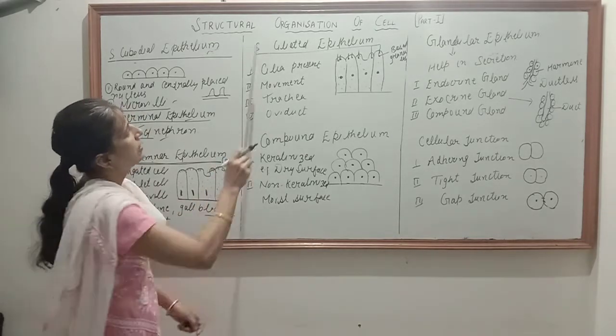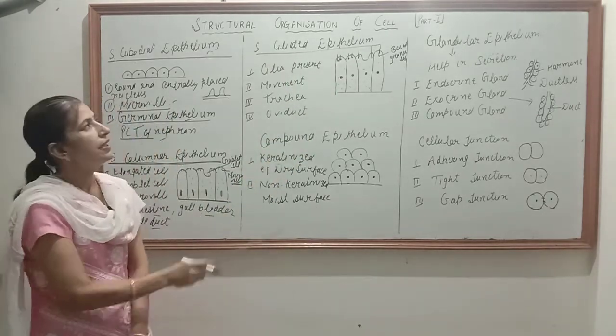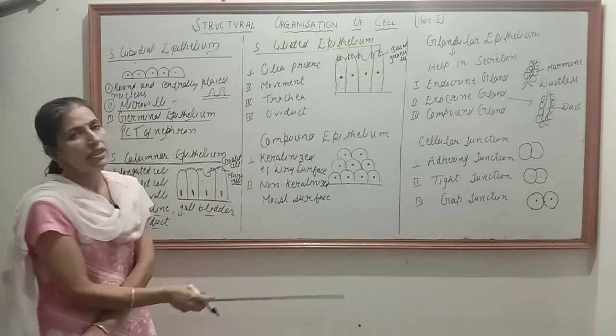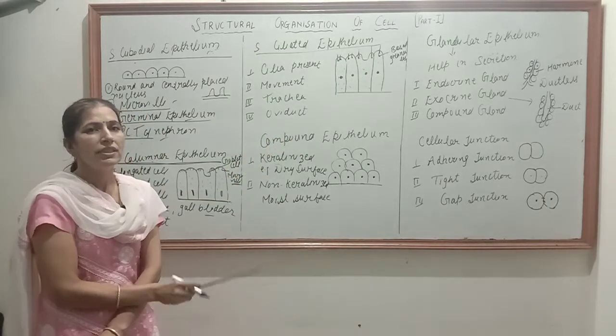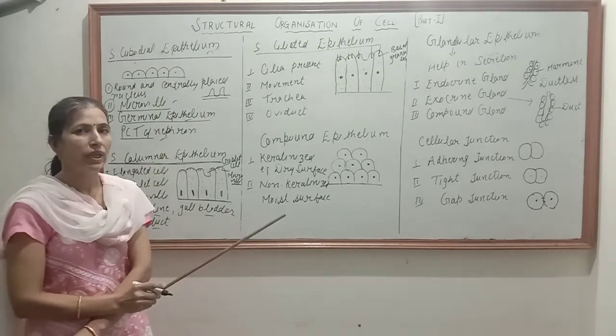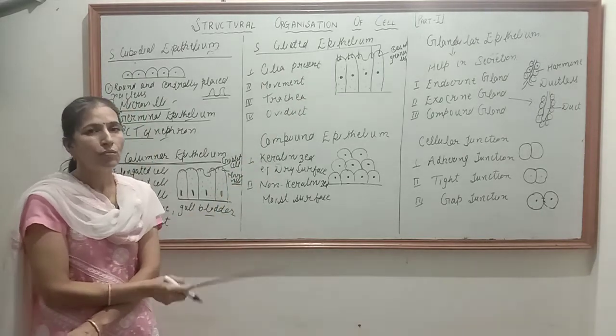Fourth type is a simple ciliated epithelium. As the name indicates, these have cilia. These are the cilia which are present on the epithelium. Cilia may be present on the cuboidal epithelium, or on the columnar epithelium. These cilia help in movement.